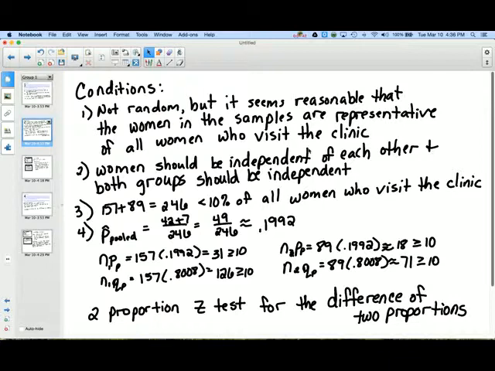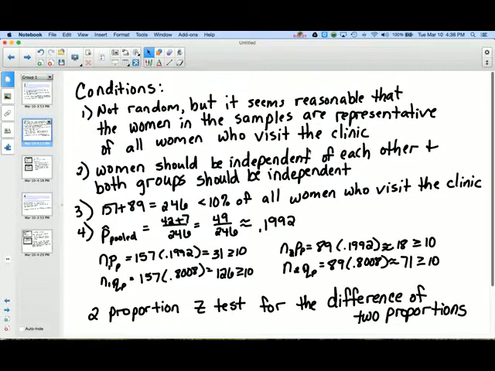So next thing up is to check our conditions. Well, it's not random, but it does seem reasonable to me that the women in the samples, we have 2 samples this time, are representative of all women who visit the clinic. So I don't have any reason to believe that 1998 was any different than any other year, so that seems reasonable. Because they seem like they should be representative of all the women, then the women should also be independent of each other. And this is key, both groups should be independent. So there would be no reason to believe otherwise, but that's really key.